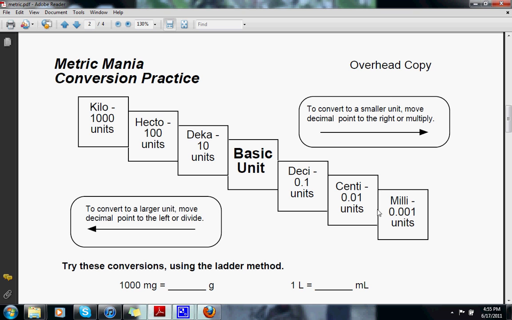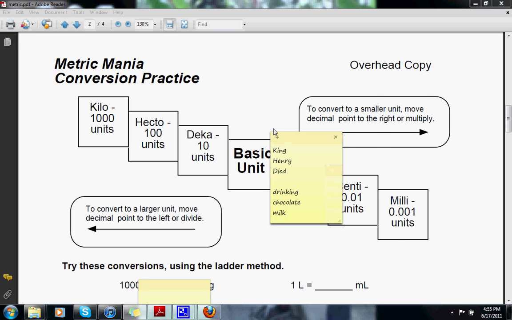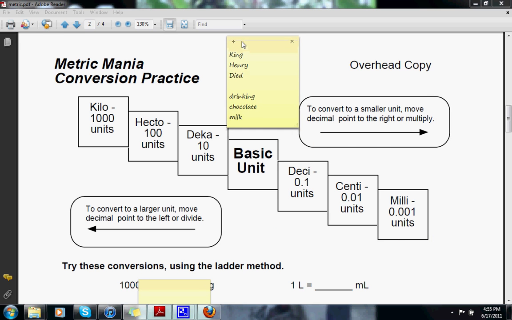When I write them to remember, I always think of the prefix, and I'll put this up over here so you can see it. King Henry died drinking chocolate milk. K, H, and D stand for kilo, hecto, and deca. And then drinking chocolate milk I always put in little letters to remind myself that it's deci, centi, and milli, the smaller fractions. Always by multiples of 10, as you can see. So it's really easy. All you have to do is move the decimal point over from whatever unit you're starting at to wherever you want to be.